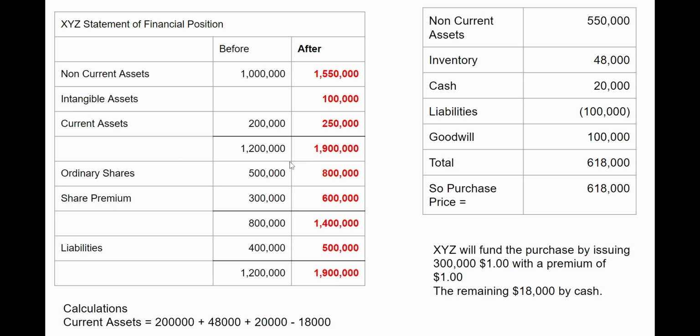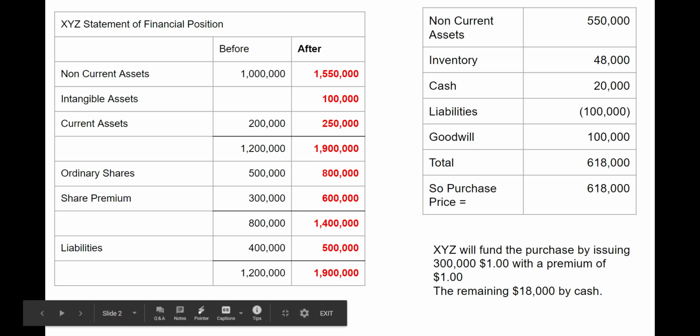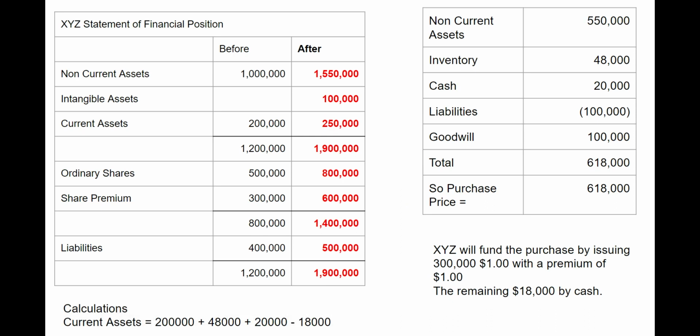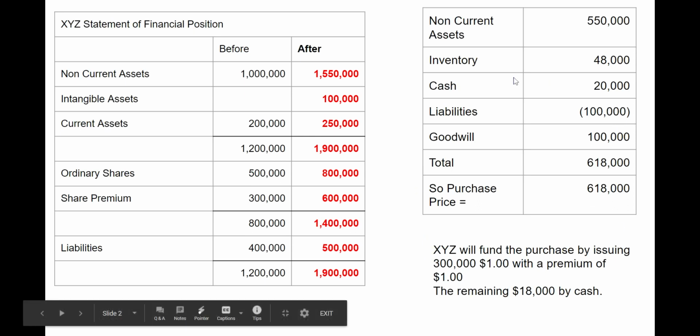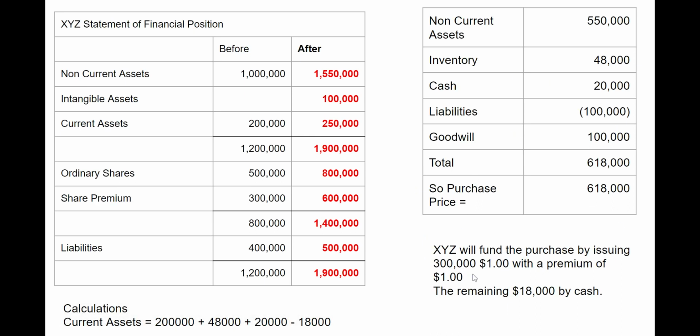that I teach. So here we've got a copy of some work I've already done on a video where we looked at changing a statement of financial position for a company that I've made up called XYZ Limited, and they've purchased a business with the following assets and liabilities, and the purchase was funded by the issue of 300,000 $1 shares at a premium of $1 each, and also 18,000 in cash.